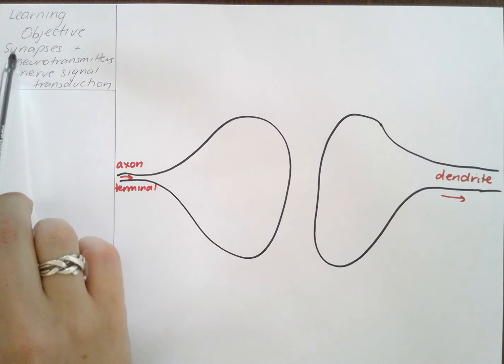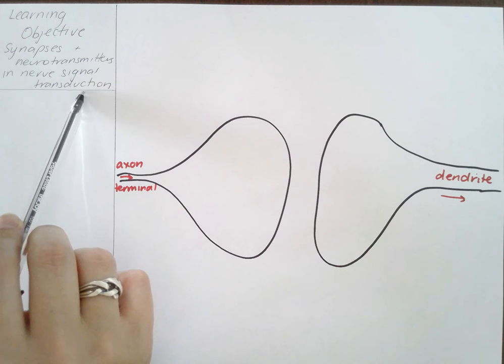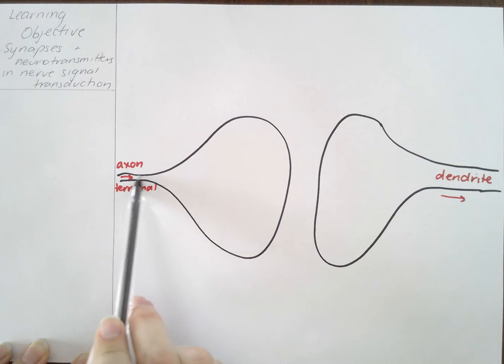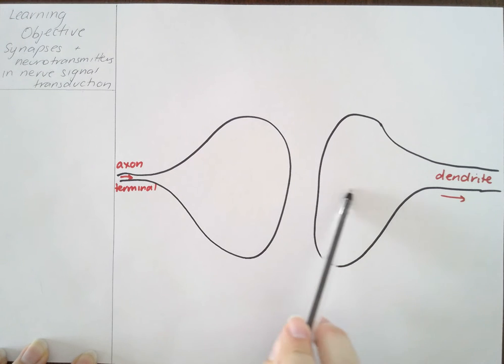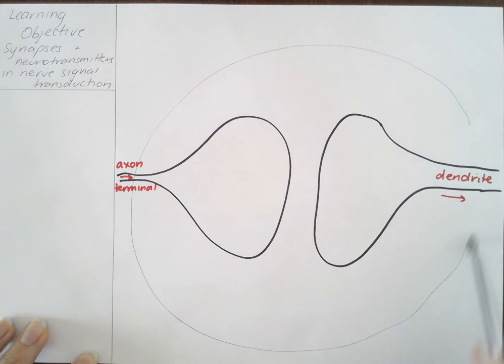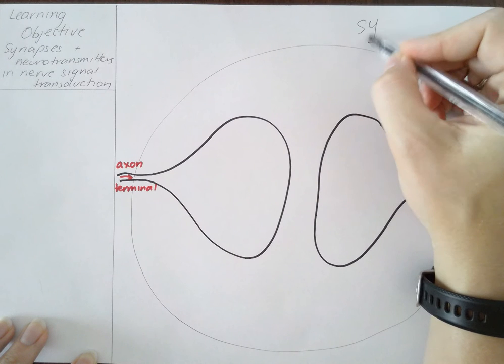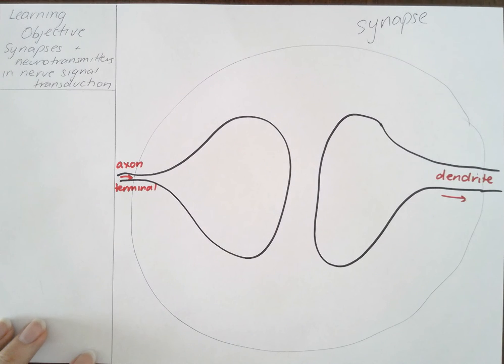In this lesson we're looking at synapses and neurotransmitters in nerve signal transduction. What we're looking at here is the bottom end, or the axon terminal, of one neuron sending a message across to its next neuron. You can see that they don't connect, and this whole join is called the synapse, and that's where the signal is going to pass from one neuron to the next.